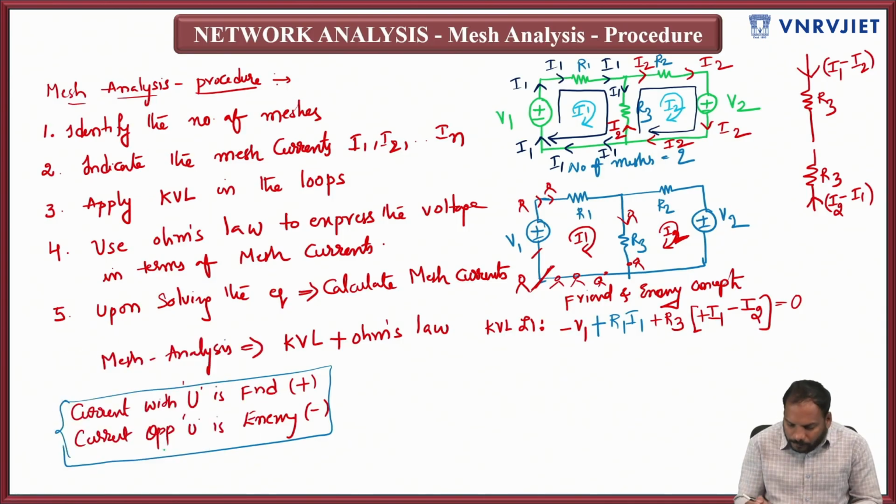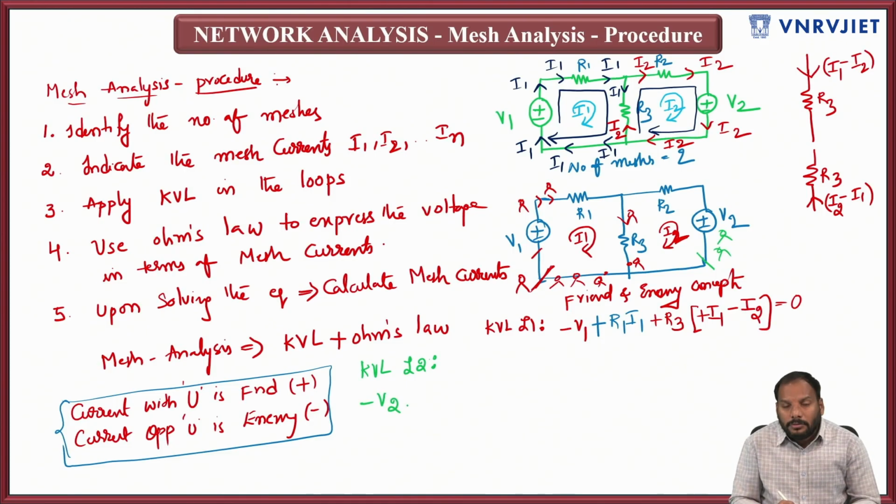Now, going ahead, applying KVL in loop 2. Now I start here. I walk like this, touching the negative terminal of V2. So that is minus V2. Then I am here. Here, if you clearly observe, I am walking like this, but current I2 is opposite to me. So applying Ohm's law, since the current is opposite to me, that is why it is minus.